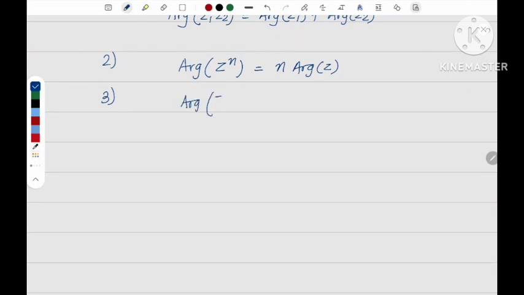Third property, argument of z1 by z2 is equal to argument of z1 minus argument of z2.